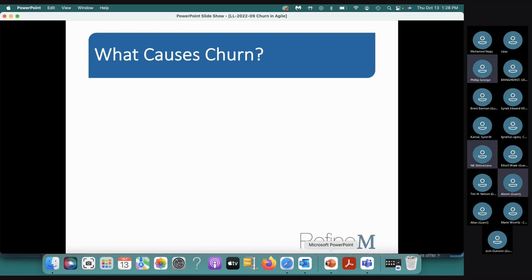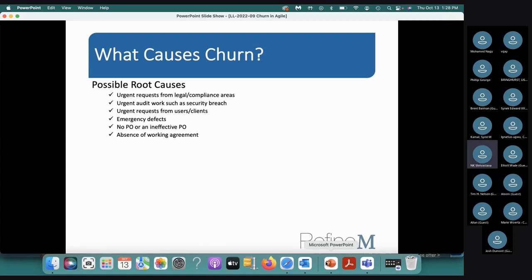So, I see two other answers. Yes. There is a response in the chat too. Issue management, break fix, I think that's a good one. Then shifting priorities as well. Yeah, break fix, shifting priority. Yeah. Very good. So let's look at some of the root causes that I have seen.